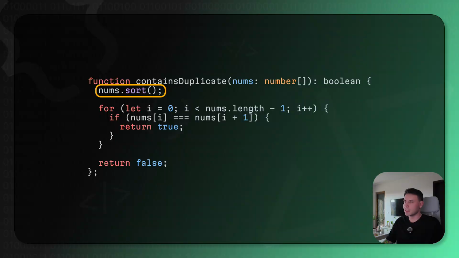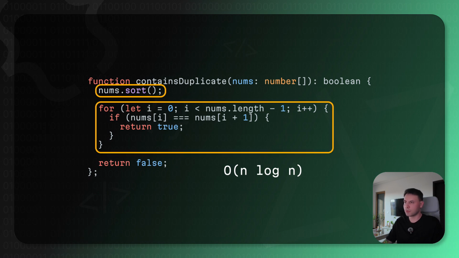However, let's take a look at the time and space complexity of this approach. First, we sort the array using nums.sort. In JavaScript, this uses an algorithm called Timsort, which runs in big O of n log n time in the worst case. After sorting, we go through the array once to check for duplicates.